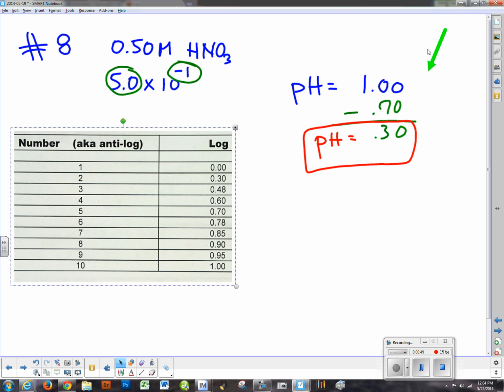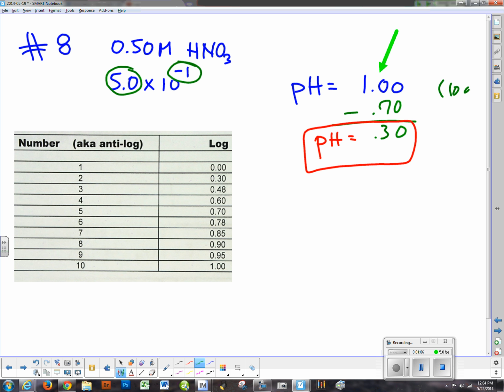For instance, let's look where these numbers came from. 10 to the minus 1, change the sign of the exponent, and that becomes part of your pH. And this part of the pH, of course, is a log. This guy is also a log. And where did he come from? This guy here came from the chart.